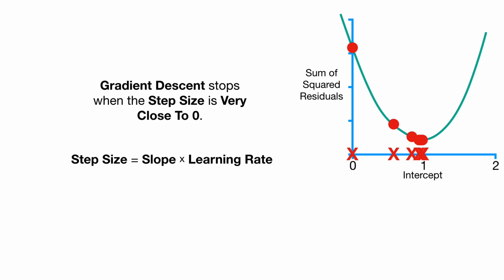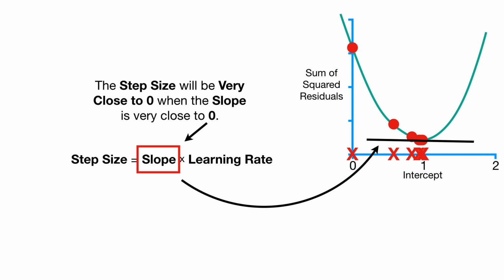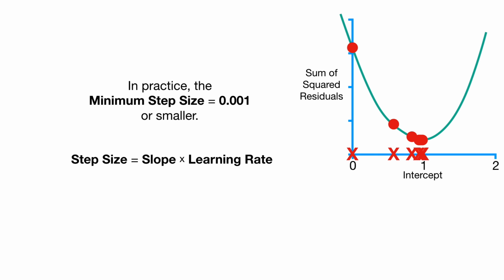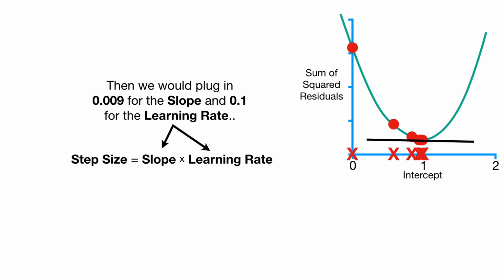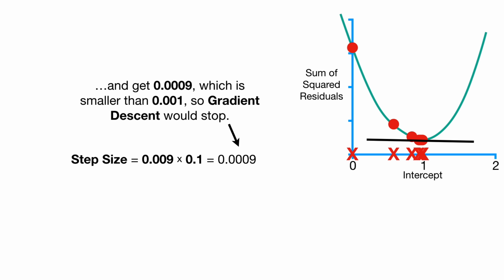Gradient descent stops when the step size is very close to 0. The step size will be very close to 0 when the slope is very close to 0. In practice, the minimum step size equals 0.001 or smaller. So if this slope equals 0.009, then we would plug in 0.009 for the slope and 0.1 for the learning rate, and get 0.0009, which is smaller than 0.001, so gradient descent would stop.